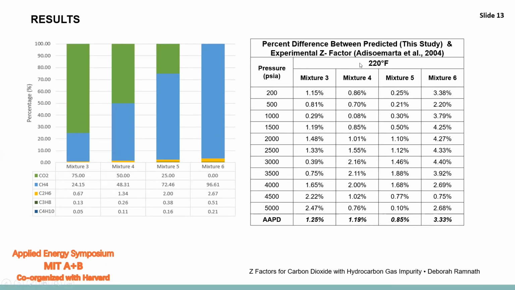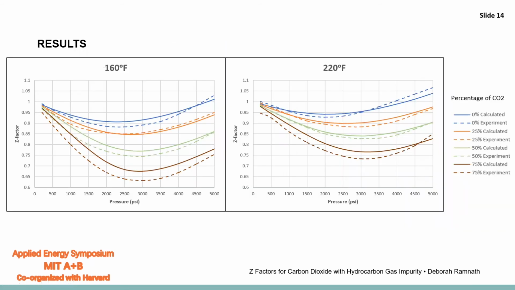Again, we looked at the same mixtures, but now at a higher temperature of 220 degrees Fahrenheit. A percentage difference of less than 5% was observed for all mixtures, and an average absolute percentage difference of less than 4% was obtained. Similarly to before, plots of Z factor versus pressure for calculated and experimental results were made, and similar trends were seen.